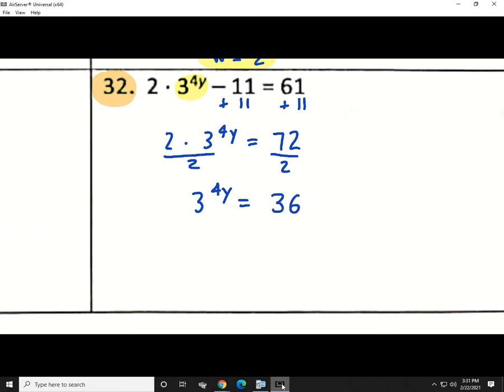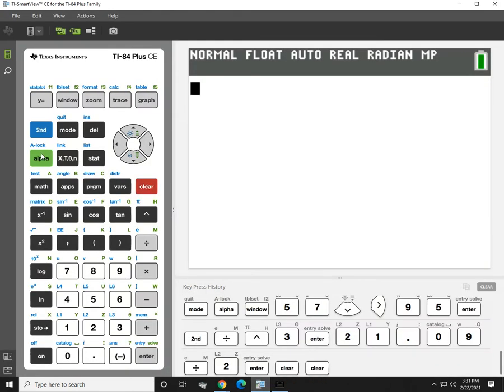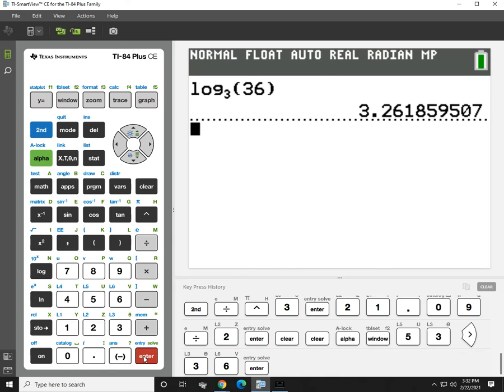Now that we've got this thing isolated, we're ready to write it as a what? As a logarithm. So remember, the base of your exponent, which is 3, becomes the base of your log. So log base 3 of what? 36 equals what? 4y. So we're going to go to our calculator, and we're going to type in alpha window number 5, log base 3 of 36, and that equals about 3.26.